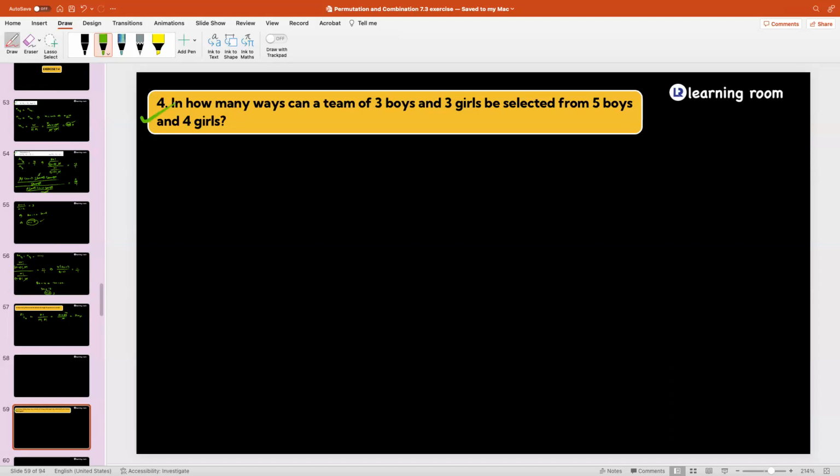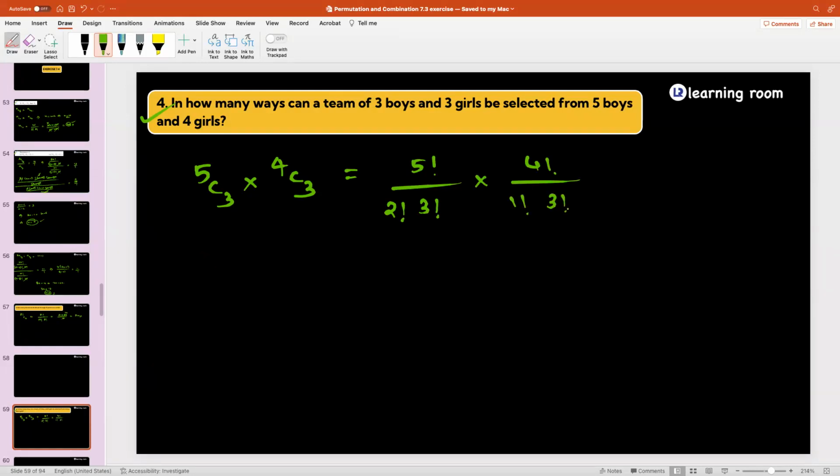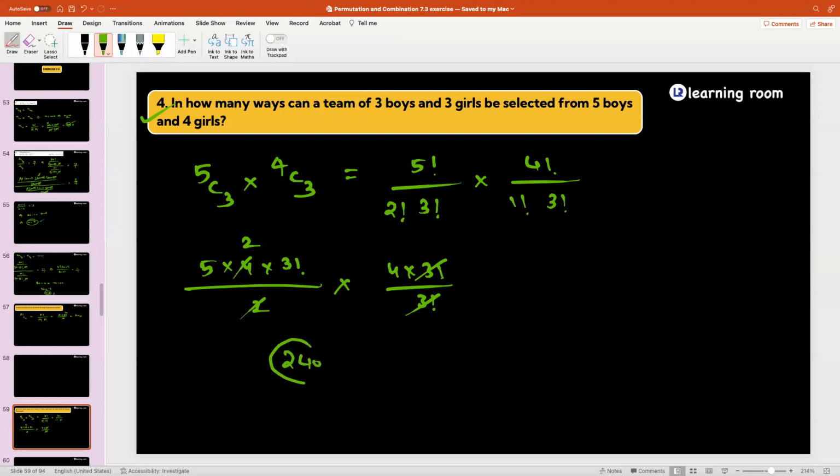In how many ways can a team of 3 boys and 3 girls be selected from 5 boys and 4 girls? So out of the 5 boys available, you can choose 3 boys, and out of the 4 girls available, you can choose 3. So it is 5C3 into 4C3. So it will be 5 factorial by 2 factorial into 3 factorial into 4 factorial divided by 1 factorial into 3 factorial. So it is 5 into 4 into 3 factorial divided by 2 into 4 into 3 factorial divided by 3 factorial. These two will get cancelled. So 3 factorial is 6, 6 into 2 is 12, 12 into 5, 60, 60 into 4 is 240 ways.